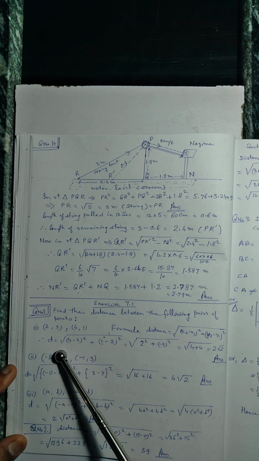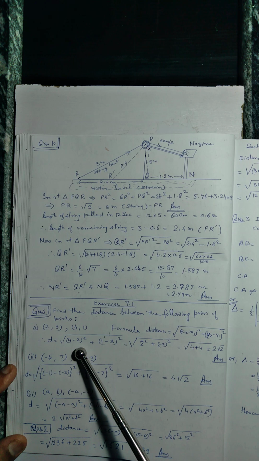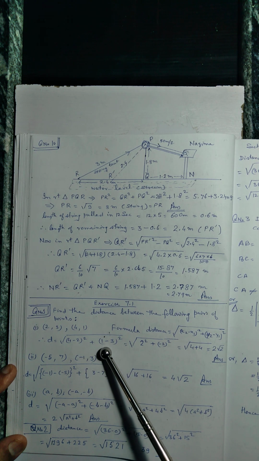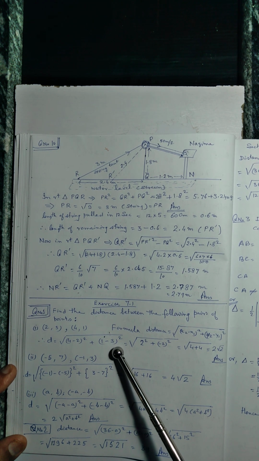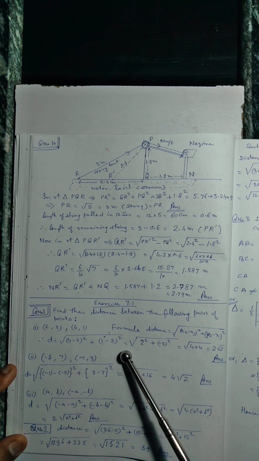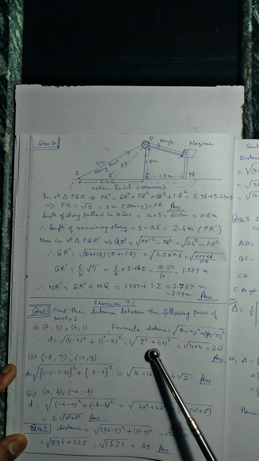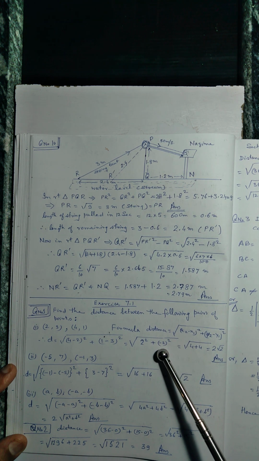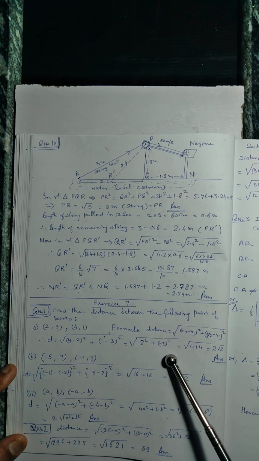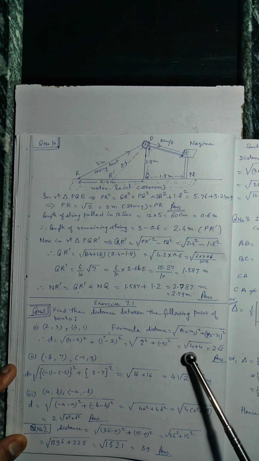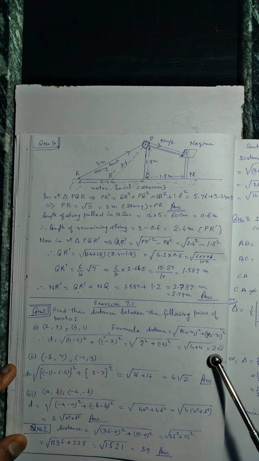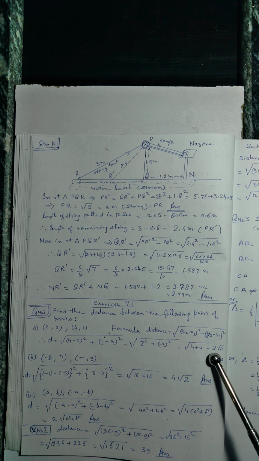Here d is equal to root of (4 minus 2) square plus (1 minus 3) whole square, which is root of 2 square plus (minus 2) whole square. That will be equal to root of 4 plus 4, which is 2 root 2.